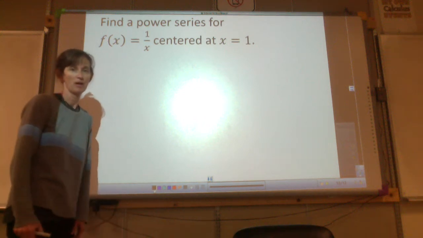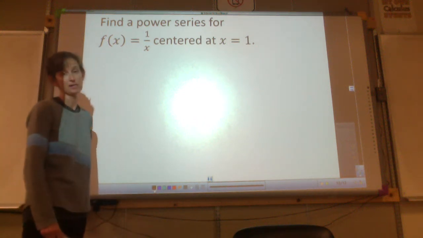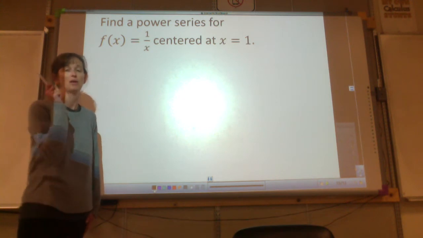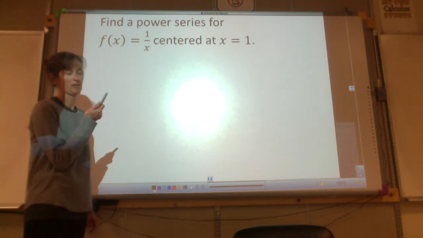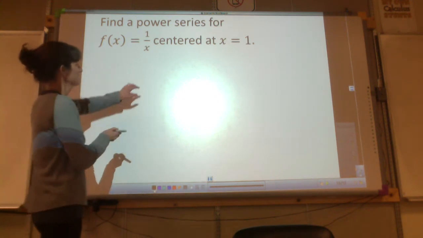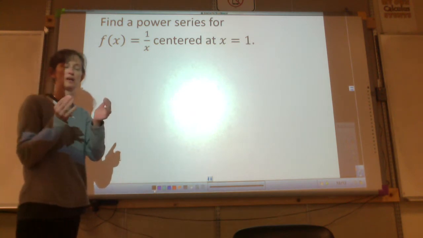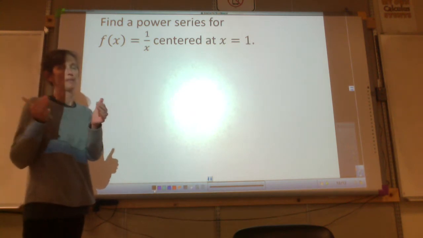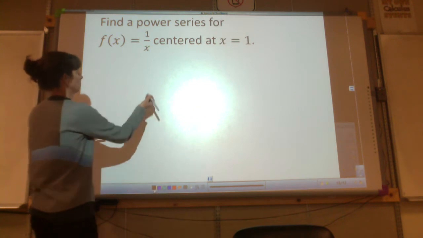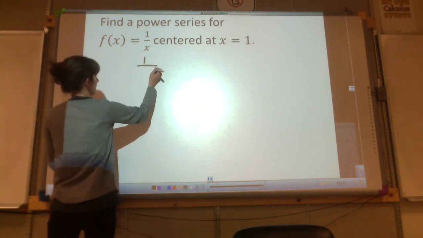Okay, so we're going to try to find a power series for 1 over x centered at x equals 1, and this being centered at x equals 1 is kind of a big deal. So what that means is that I really need to have an x minus 1 in my denominator, but I also need a 1 minus. So first thing I'm going to do is say, I really wish that I had an x minus 1.